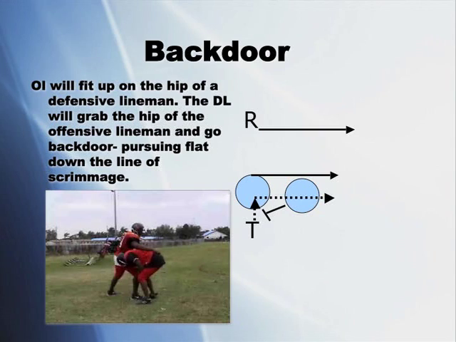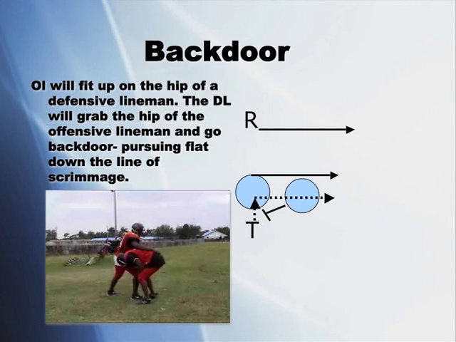The man standing up is the defensive lineman. Yeah, he's a little high, but we work this drill as if he's gotten a little high. The offensive lineman has hipped him. He's blocked down on him. All right? The offensive lineman will fit up on the hip of the defensive lineman. The defensive lineman will grab the hip of the offensive lineman and pull him towards him. And if he's hipped by the offensive lineman, by pulling that offensive lineman, it's going to turn the defensive lineman's shoulders, and he's going to pursue flat down the line of scrimmage.